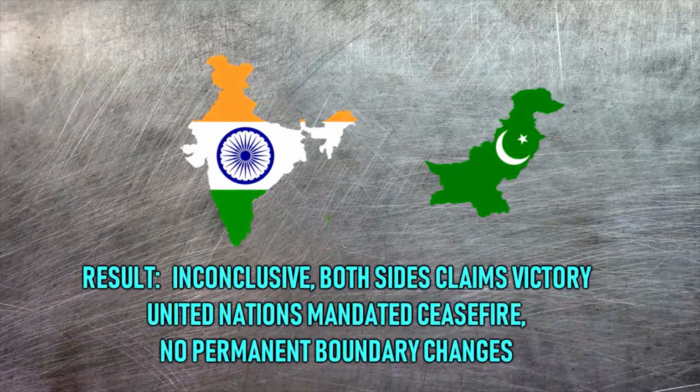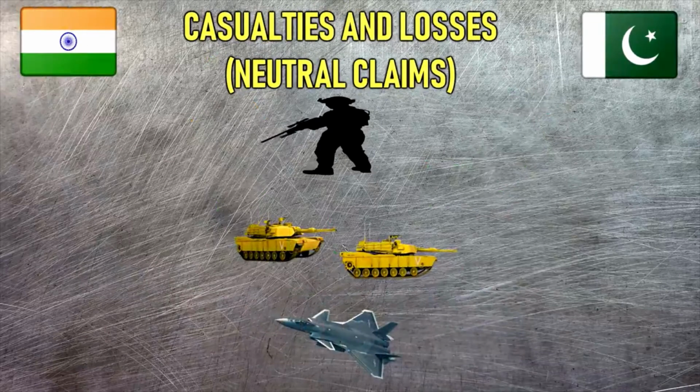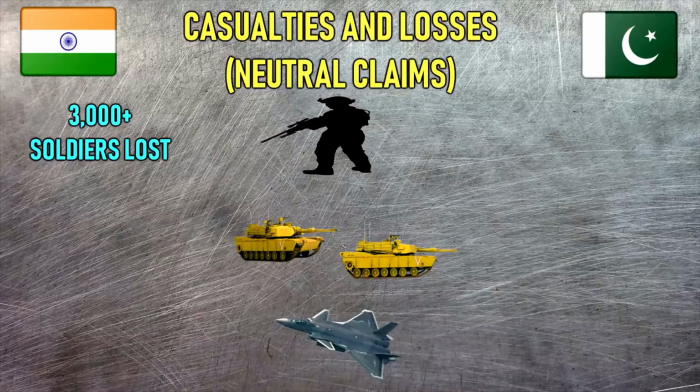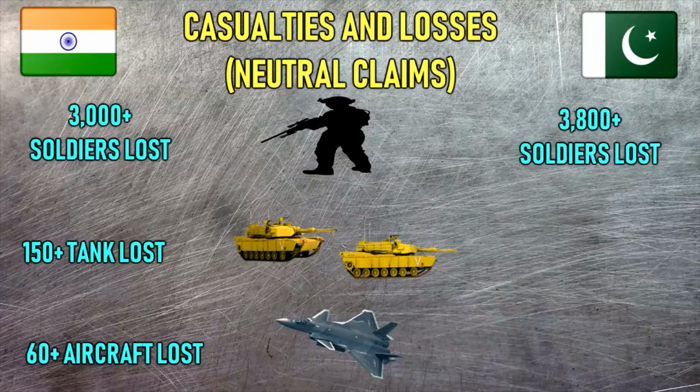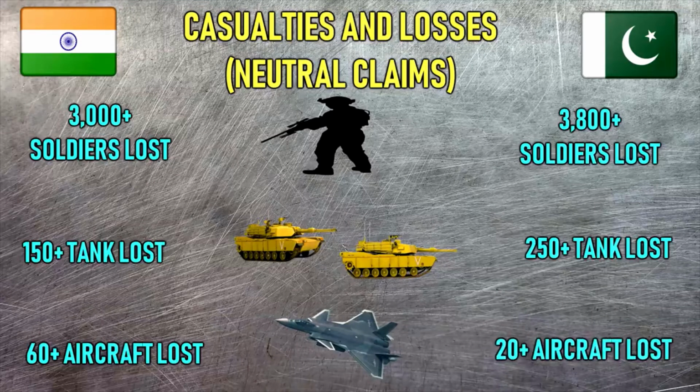Result: inconclusive. Both sides claim victory. United Nations mandated ceasefire. No permanent boundary change. Casualties and losses. Neutral claims. India, 3,000 plus soldiers killed. 150 plus tanks lost. 60 plus aircraft lost. Pakistan, 3,800 plus soldiers killed. 250 plus tanks lost. 20 aircraft lost.